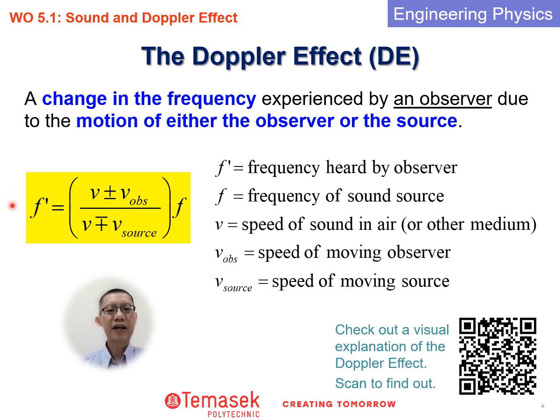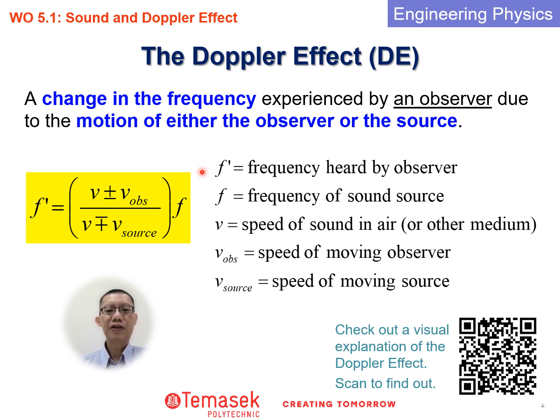The Doppler effect can be mathematically represented using the following equation. F prime equals a product where the numerator is V plus or minus V obs, divided by the denominator V minus or plus V source, the entire fraction multiplied by F.